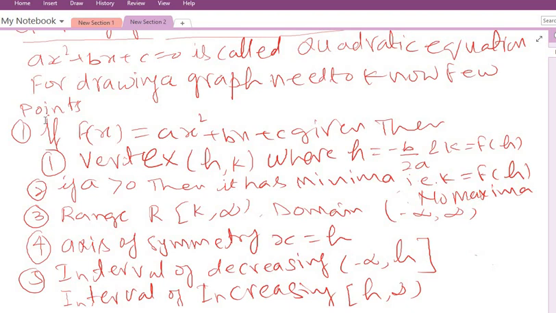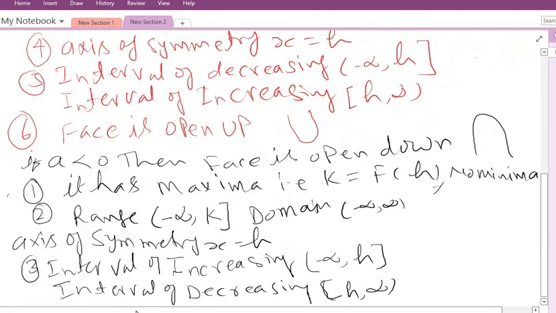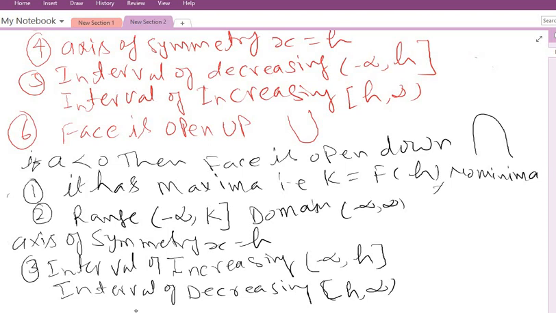Next point, number 5, interval of decreasing: from minus infinity to h. Interval of increasing: from h to plus infinity. And if a is positive, then the parabola opens up, that means like this. Then if a is negative, that means less than 0, then the parabola opens down. That means this type of shape.